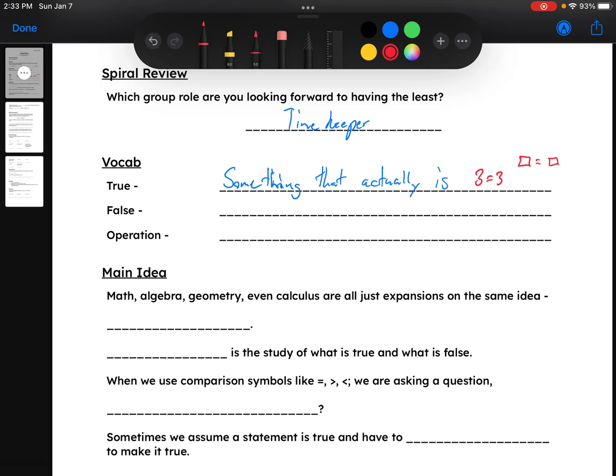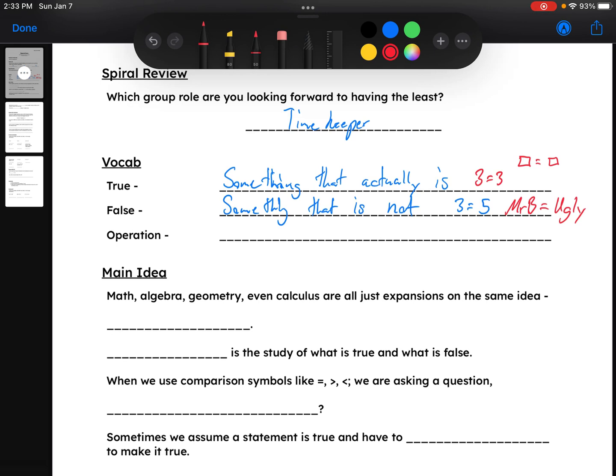Next is false. False is basically the opposite of that. So when something is not, something that doesn't work, something that will never work, something like 3 equals 5, or Mr. B is ugly. That's never going to be true, and so it is false. Something that is false is something that's never a thing.